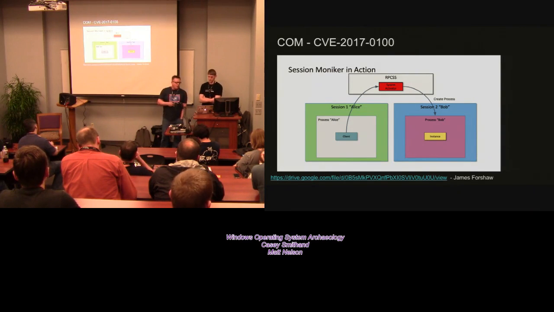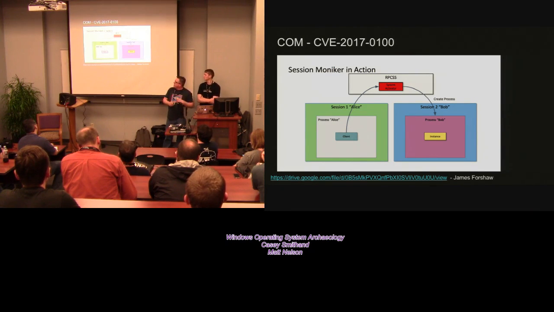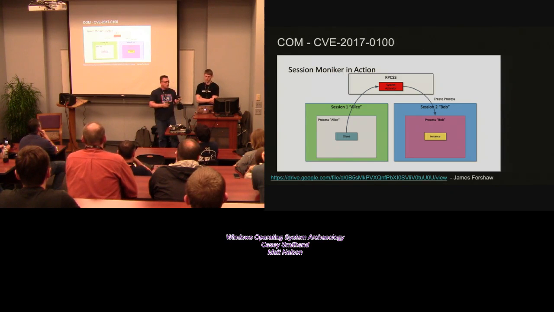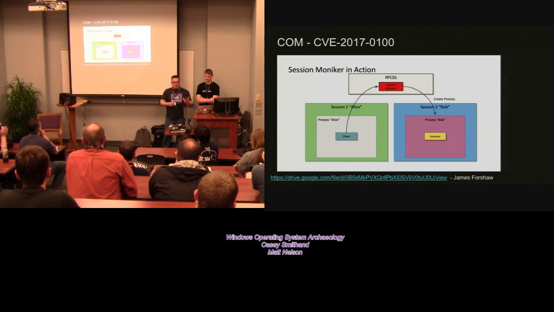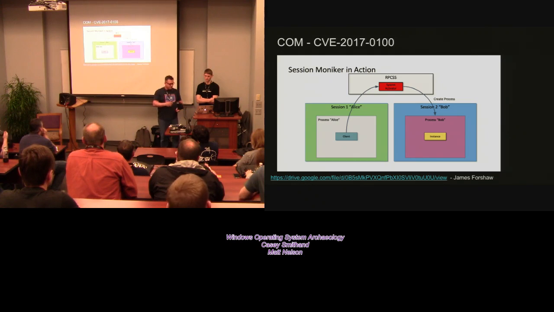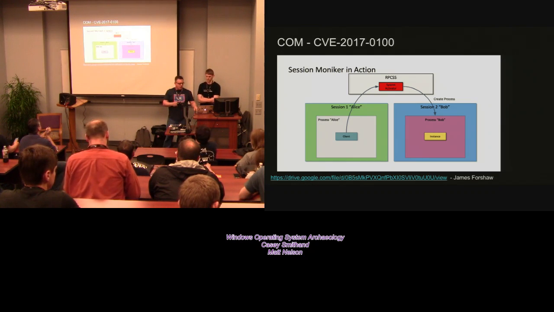The CVE is 2017-0100, found by James Forshaw, and I just borrowed a slide from his presentation to articulate this pretty well. Over on the left, you essentially have a normal user, Alice, who requests, I want to create this particular COM object, which happened to have a property that would let you create a process in another user session. So when that came out, one of our colleagues, Julian, realized this pretty quickly.